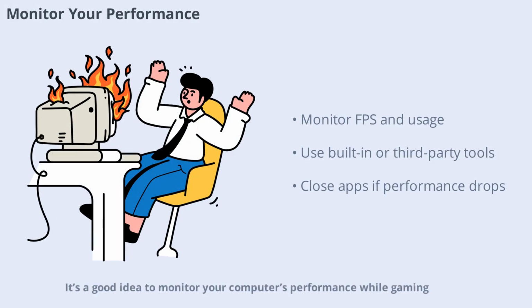It's a good idea to monitor your computer's performance while gaming. Many games have built-in FPS counters, or you can use third-party tools to watch your CPU, RAM, and internet usage. If you notice a drop in performance, check for background apps and close them to see if things improve.